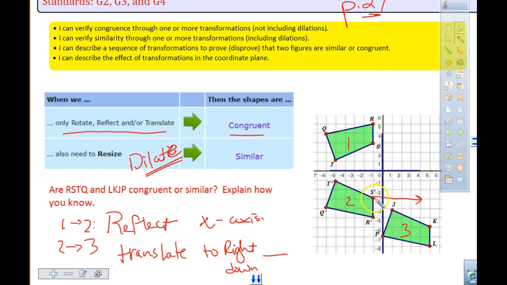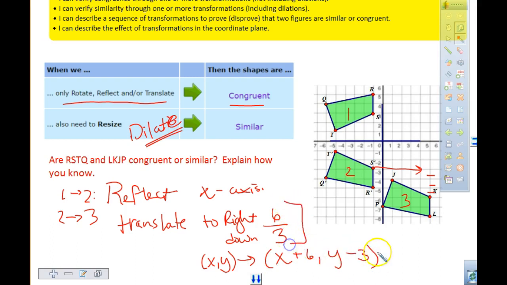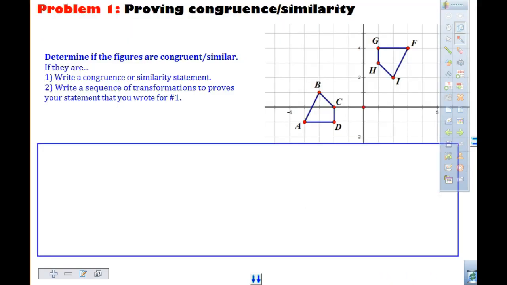How far to the right? 6 to the right, and down 3. Translate to the right 6 and down 3. Some of you like using the rule that they always give us, and you'll do x plus 6, y minus 3. But I would take this also instead of this part. Okay? Let's take a look at that next one.